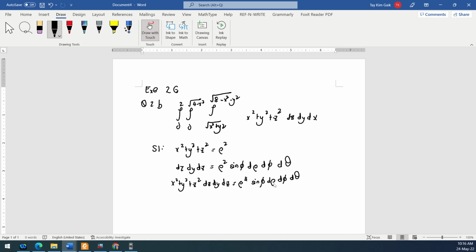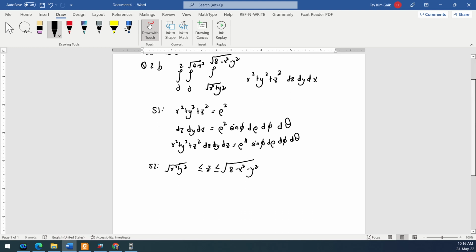Okay, so now you need to determine the limit for rho. To determine the limits, you see we integrate with respect to z first. So step 2, the limit for z is from square root of x squared plus y squared until z equals square root of 8 minus x squared minus y squared.